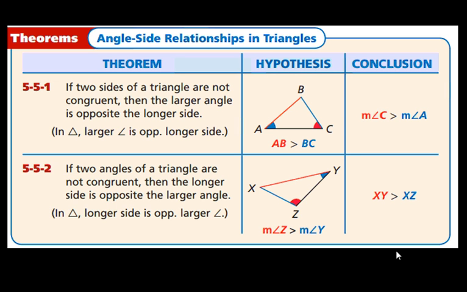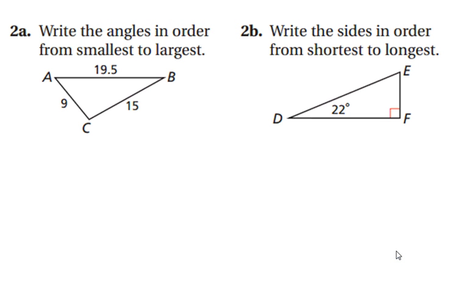Larger angle, longer side. It should make sense, even if you've never thought of it before, as you look at some triangles. So if we have these two problems, we have to write the angles in order from smallest to largest. And there'll be times, and these look fairly obvious just from the diagram, but you can't go by that. But we can order it. We have enough information here. We have 9, 15, and 19.5.